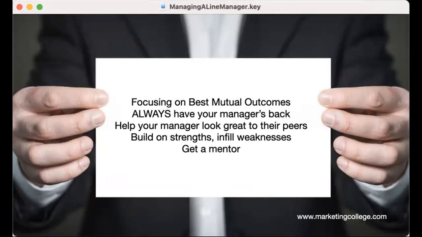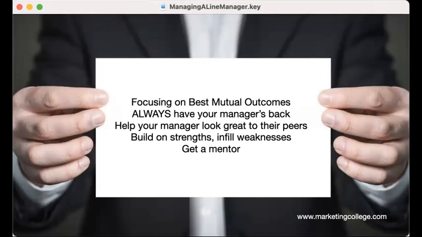Help your manager to look great to their peers. You know, a lot of commercial work, a lot of work in a professional sense is based around ego. It's about the position an individual has within their ecosystem of others, within the relationships they have. So if you can help your manager to always look great to their peers, well, you are going to be rewarded in the relationship that you have with them too.